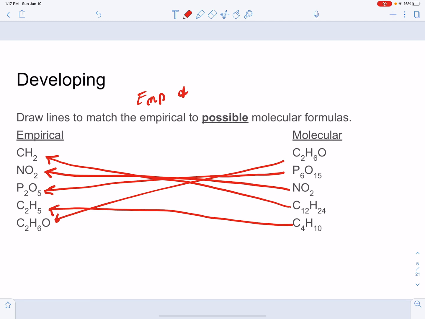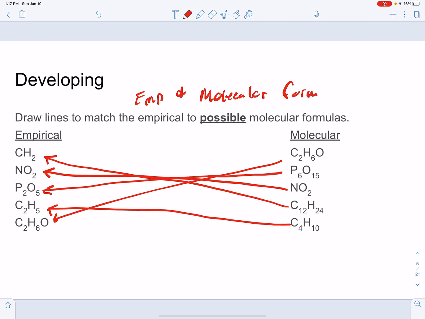Empirical and molecular formulas can be identical. That was the case for our first example and our third example. These are two examples that show where the empirical and the molecular formula are identical. In the other cases, the empirical formulas were reduced from the molecular formula, so they show the lowest possible ratios. All right, so let's move on.